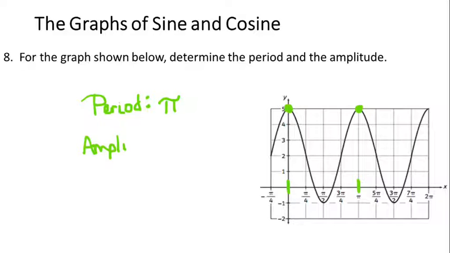The amplitude, that's going to be the distance from the midline to the top or from the midline to the bottom. So it looks like our middle is right here. And if I count up to the highest point, that's 1, 2, 3. And from the midline, if I count to the lowest point, that's also 1, 2, 3. Just to confirm I got that in the middle. That means our amplitude is 3.